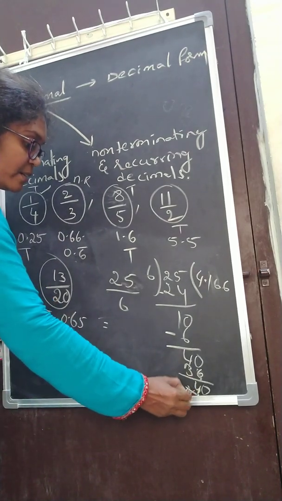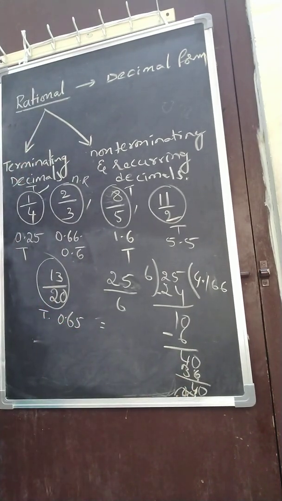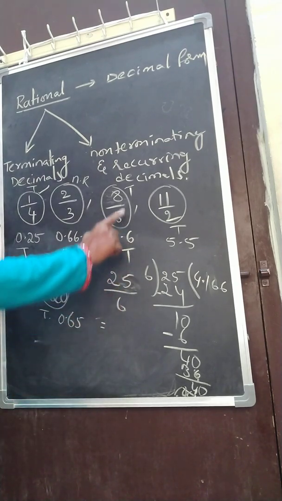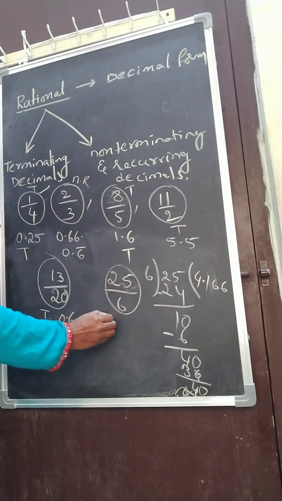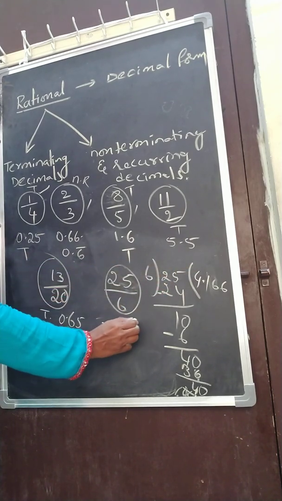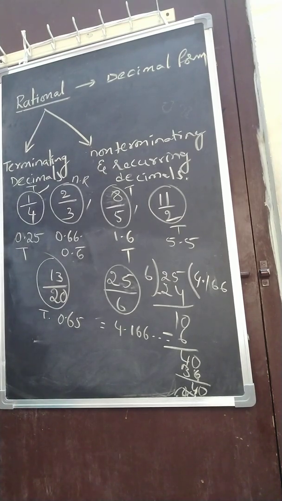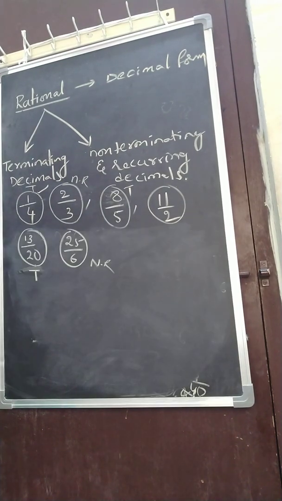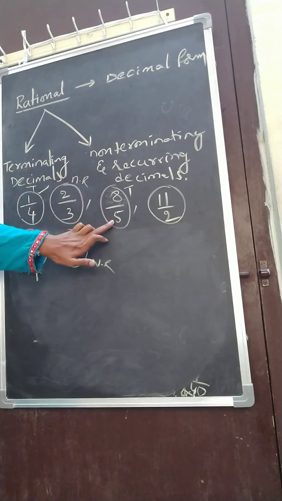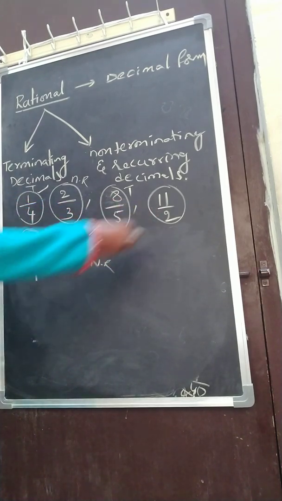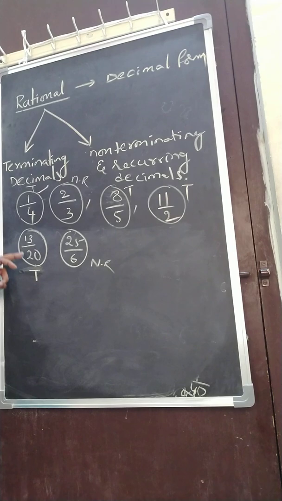The remainder here is 4. Every time we are getting the remainder 4. So that's why it is non-terminating and recurring decimal. So what is the quotient? 4.166 and so on. If we see here, 1 by 4 is terminating. 8 by 5 is terminating. 11 by 2 is terminating. 13 by 20 is terminating. 25 by 6 is non-terminating and recurring. 2 by 3 is also non-terminating and recurring.